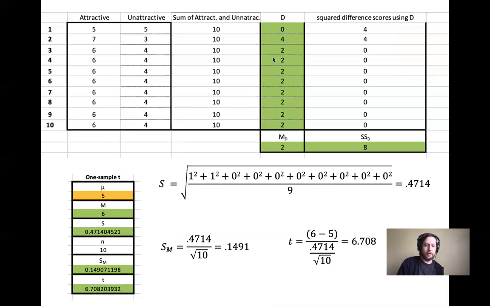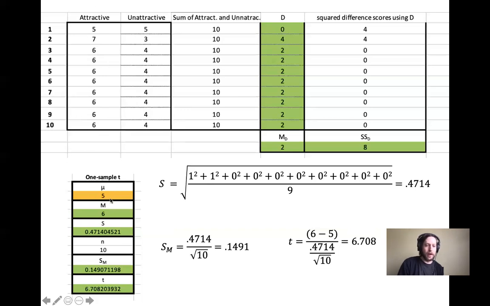So right here, this number right here we get from taking, well, first off, we need to know how we got the sample mean right here. The sample mean equals 6. The way we got that is we add up all 10 of these scores, 5 plus 7 plus all these 6s. That gives us 60. 60 divided by 10 equals 6. So this is the sample mean of these scores right here.